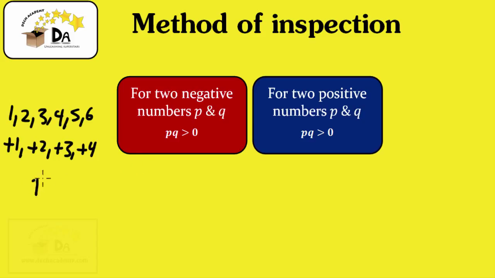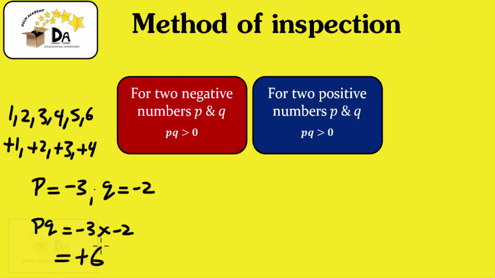So let's take an example. Say p is minus 3 and q is minus 2. p times q is the same thing as minus 3 times minus 2, which is plus 6. You can try any pair of negative numbers and you always find that their product will be positive.